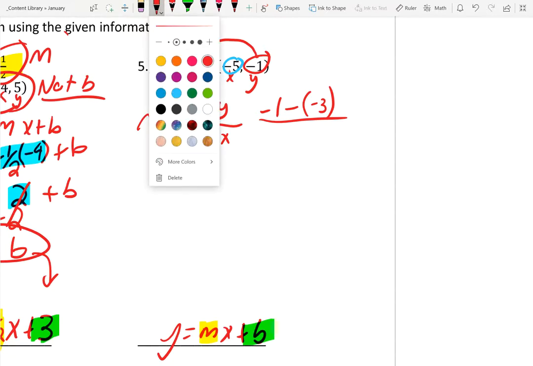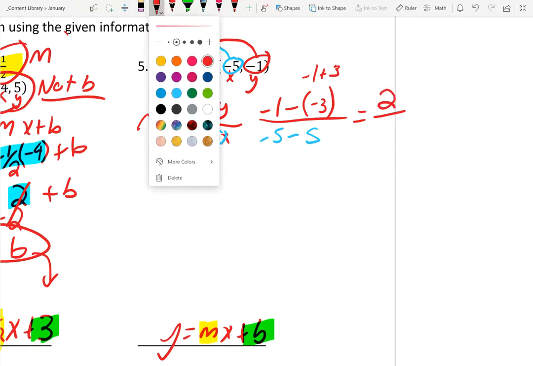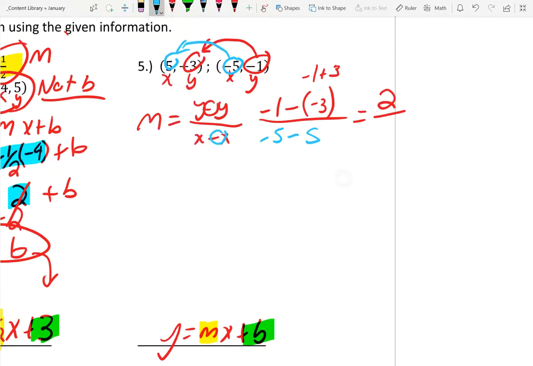And on the bottom, we're subtracting the x values. So the x values are -5 and 5. So we're doing -5, subtracting, because that's the subtraction sign, 5. So be very careful, especially with all these negatives, okay? Because -1 minus -3 is the same as -1 plus 3, and actually the numerator ends up being just a +2. And on the bottom, the denominator, be really careful about this because it seems like they cancel, but they don't. -5 minus 5 is actually -10.